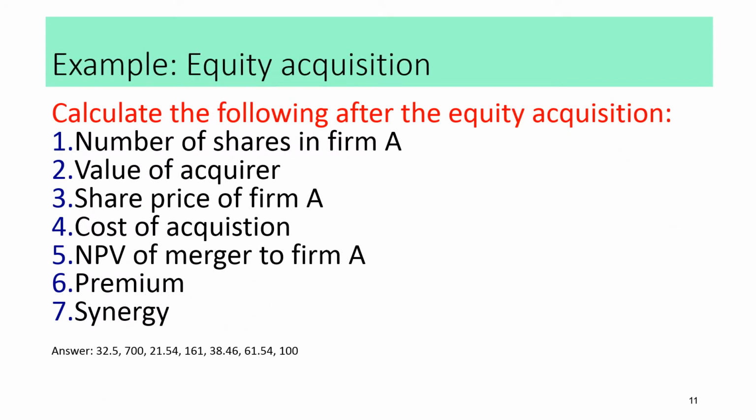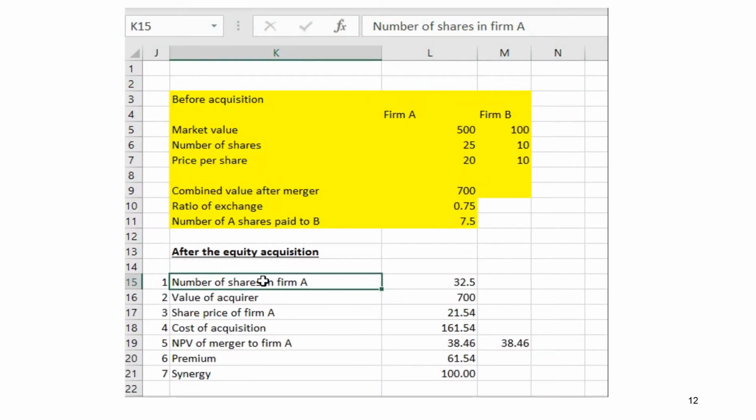Again, we are going to calculate the following 7 items after the equity acquisition. This allows us to conduct a complete analysis. Again, I have listed the final answer at the end of the slide. I hope you will pause the video and try on your own first. Let's look into the calculation.